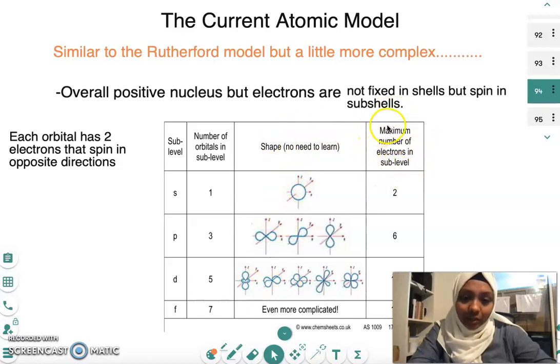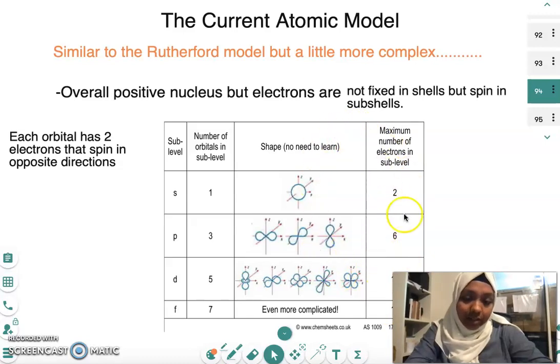Now, in each subshell, you can have a maximum number of electrons. The S subshell can hold a maximum of 2 electrons. The P subshell holds a maximum of 6 electrons. The D subshell holds a maximum of 10 electrons. And the F subshell holds a maximum of 14. So as you can see here, as we go S, P, D, F, it increases by 4 electrons each time. You can use it as a guide to remember, because this could be tested on in the exam.